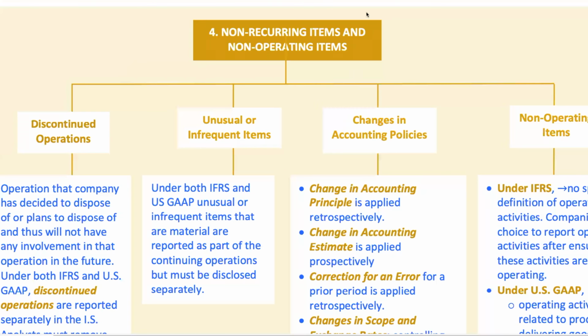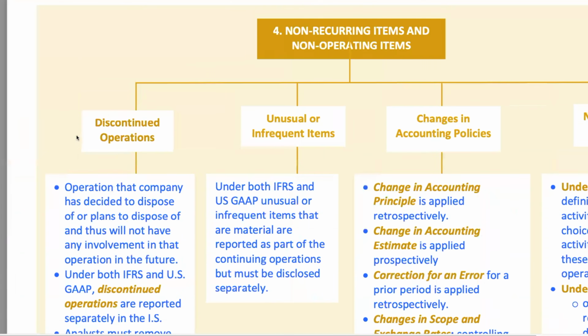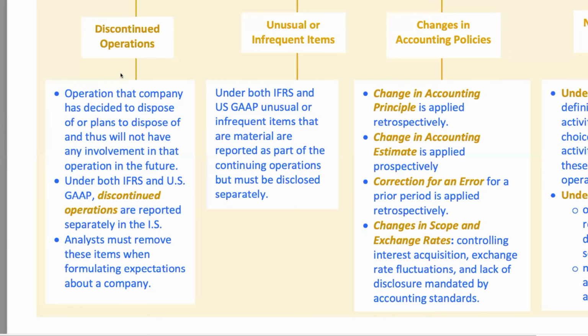Let's talk about non-recurring and non-operating items. These items are separated from continuing operations because they are not expected to occur regularly. A discontinued operation refers to a segment of the business that the company has decided to sell or shut down. Under both IFRS and US GAAP, these operations are reported separately in the income statement. This helps analysts make better predictions about future earnings, as discontinued operations will not contribute to future income or cash flow.